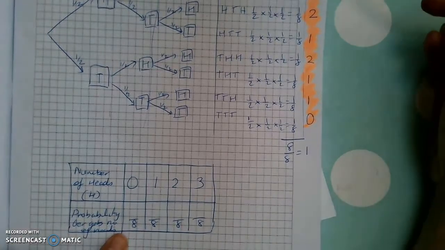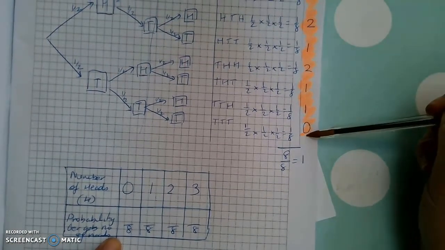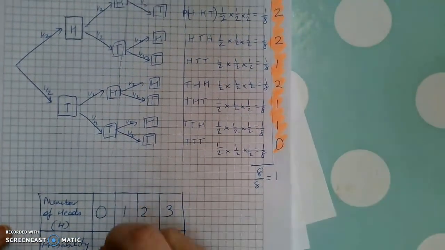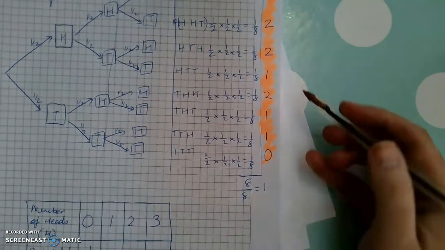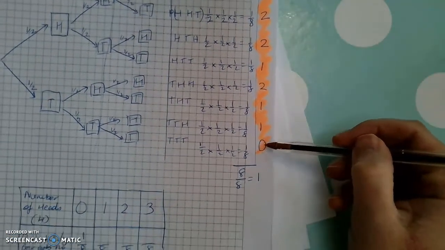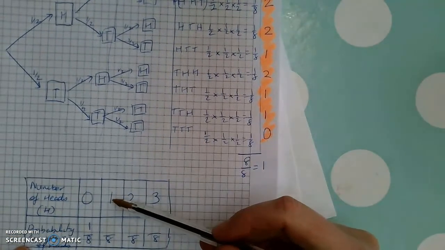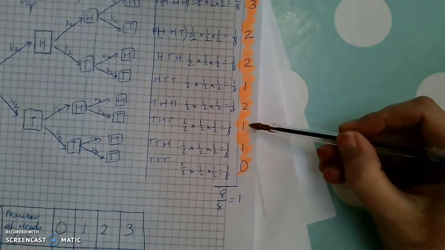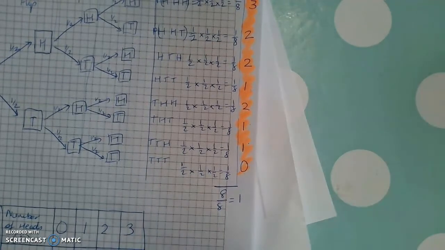So basically, how many of these outcomes is there 0 heads? Well, one of them is, so that's 1/8, okay? Only one of these outcomes has 0 heads. How many of these outcomes has 1 head? That's 1, 2, 3, so that's 3/8.